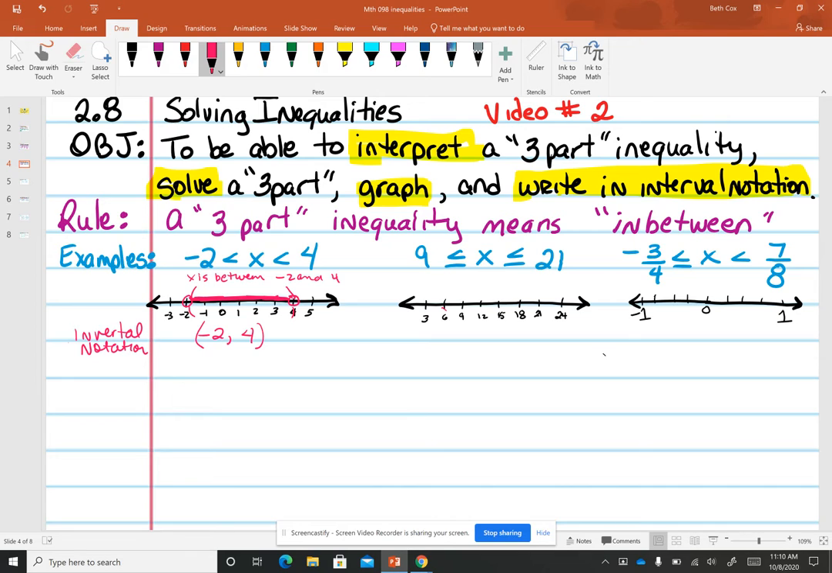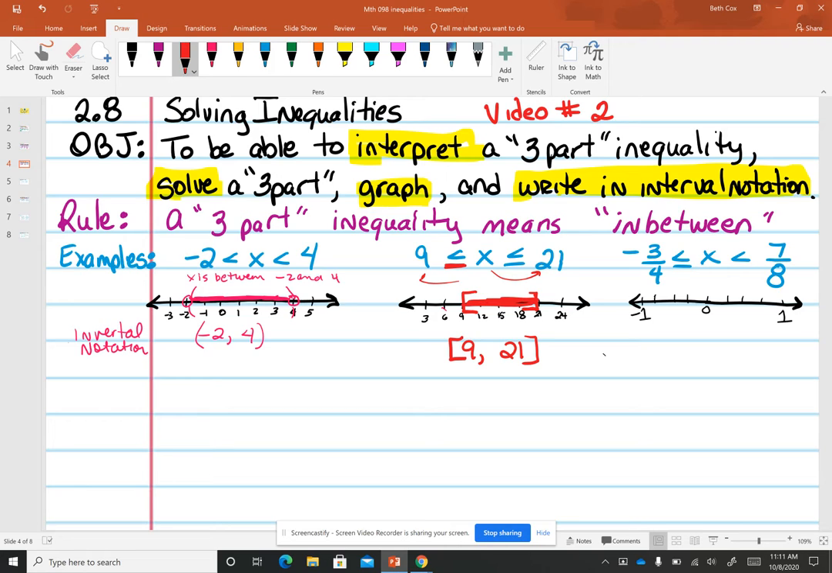Okay, so now the next one is the same thing. X is between 9 and 21. So we're going to color the numbers between 9 and 21. Now this one has equals. It's an equals on the 9, so I'm going to put a bracket. There's an equals on the 21, so I'm going to put a bracket. So this is going to be the interval notation, with the bracket 9 and then 21 with the bracket.